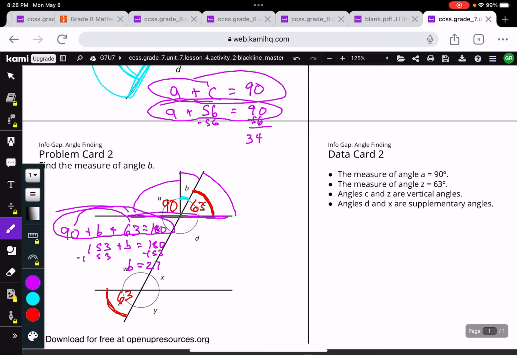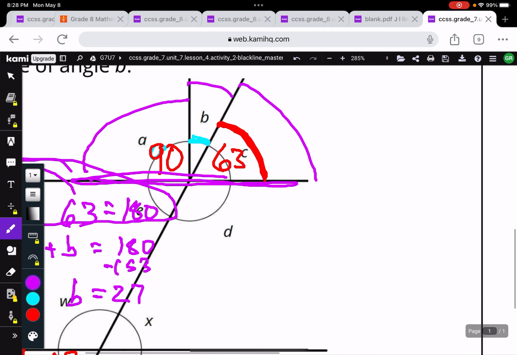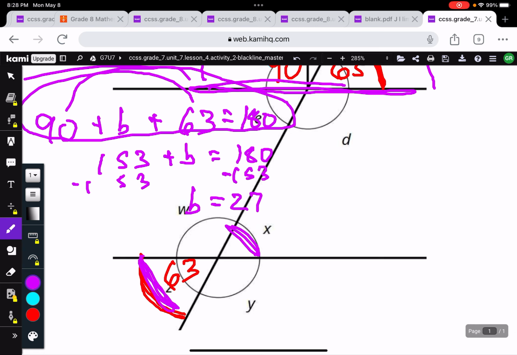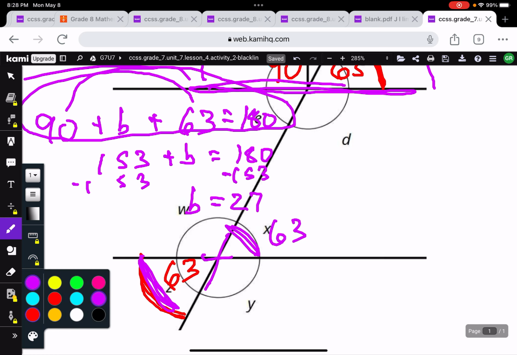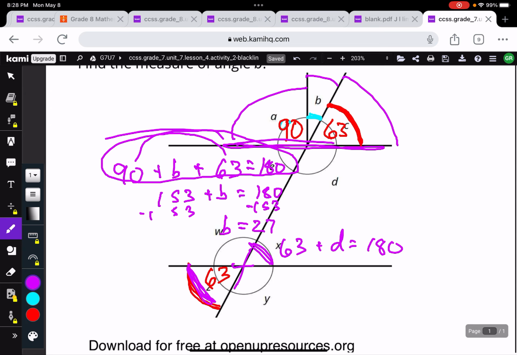Didn't need to know that, but that just means those two, if you add them together, they equal 180. D and X. I guess what they're trying to say is, if this is 63 down here, then that means this is also 63 since it's a vertical angle, since they cross like that. And then 63 plus D equals 180. So this is another way we could have found it.